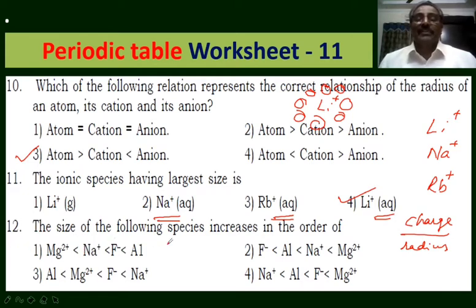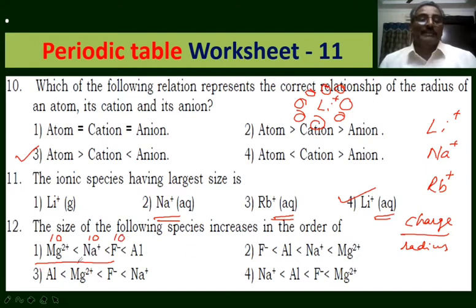The size of the following species increases in the order of dash. The species are Mg2+, Na+, F- and aluminum. Here Mg2+, Na+ and F- are isoelectronic. Aluminum is not isoelectronic. The number of electrons in Mg2+ is 10, in Na+ is also 10, and in F- ion is also 10.